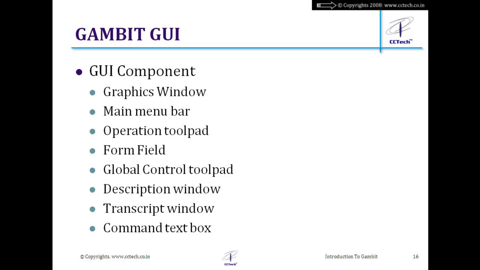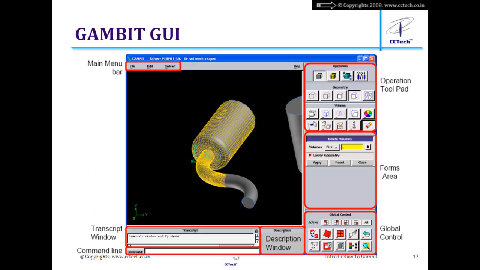Now let's have a look at the GUI of Gambit. In fact, we'll see the journal file in detail, because that is the most important file, I believe, in Gambit, where we can use it for automatic grid generation and geometry, or parametric modeling, in fact. So let's have a look at the GUI of Gambit. So this is the typical GUI of Gambit. There is something called a menu bar here.